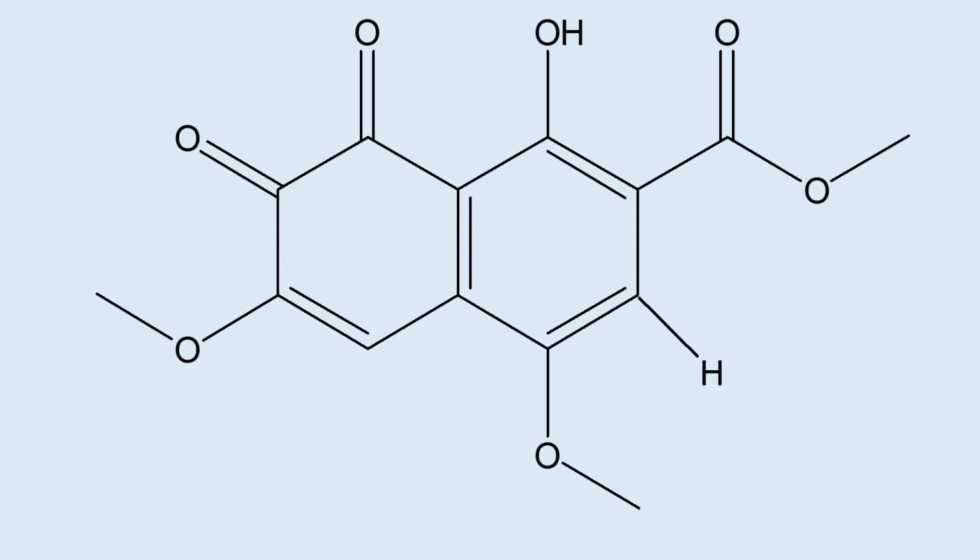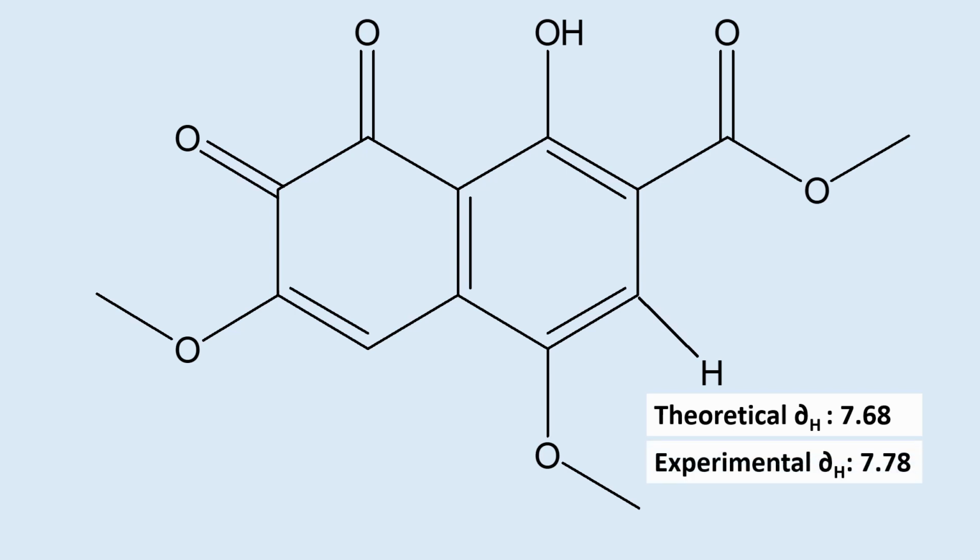For this proton, the calculated or theoretical chemical shift value is 7.68 from cheminfo.org. The experiment gave a chemical shift value of 7.78. So we realize that the theoretical and the experimental chemical shift values are in close agreement. So this tool is therefore a good one.